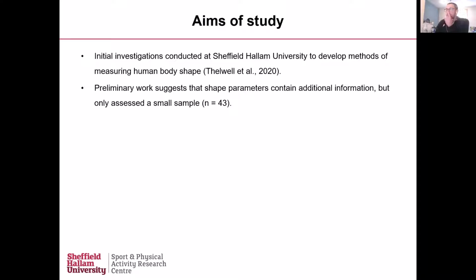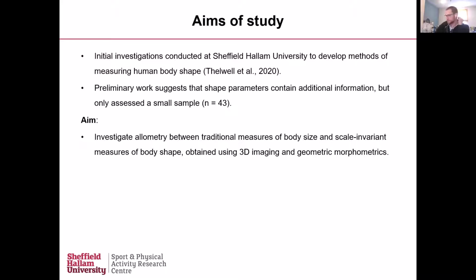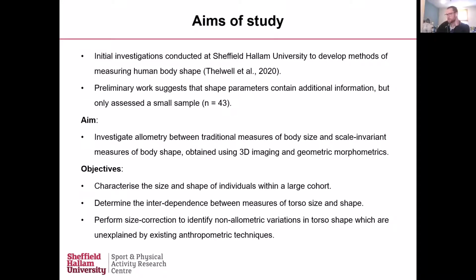So this study was building on initial work that we've done previously, where we've been able to develop and demonstrate methods of measuring human body shape. However, our previous sample only had 43 participants. So the main focus of this study was to investigate those allometric relations between size and shape, but to characterize individuals within a much larger cohort.